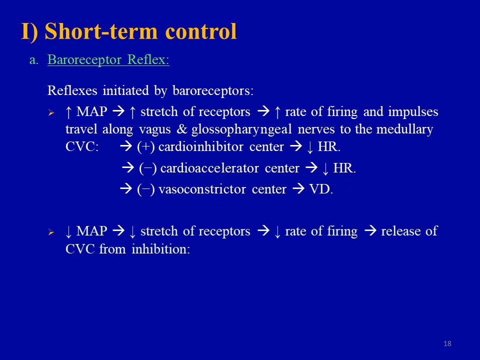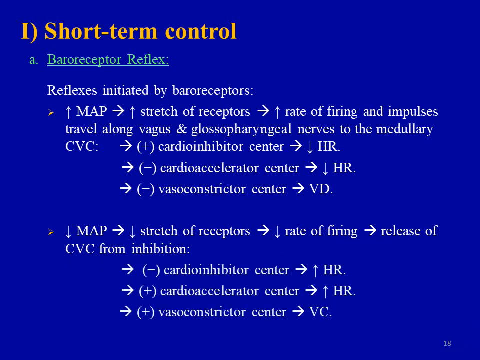On the other hand, if the mean arterial pressure drops, there is lower stretch of the baroreceptors. This will decrease the firing rate and will lead to the release of the cardiovascular center from inhibition. So we'll get all effects opposite to the above explanation. We have inhibition of the cardio inhibitor center, the center that inhibits the heart rate. So if you inhibit that center, heart rate will increase. There is stimulation of the cardio accelerator center, and this will lead to an increase in the heart rate, and stimulation of the vasoconstrictor center, and this will cause vasoconstriction throughout the vascular system, and this will increase the total peripheral resistance.